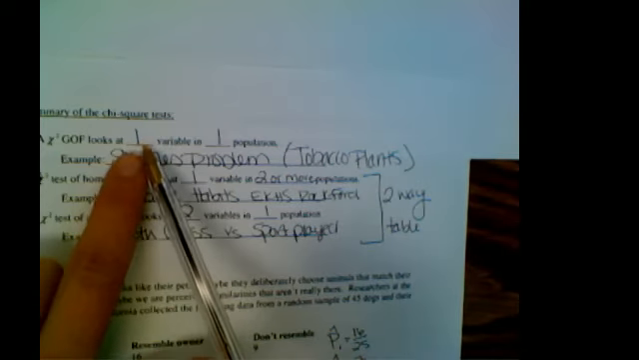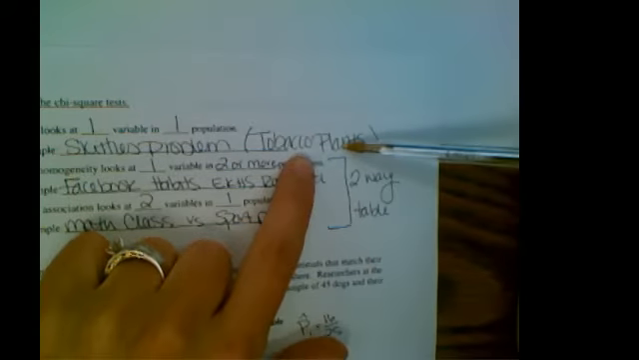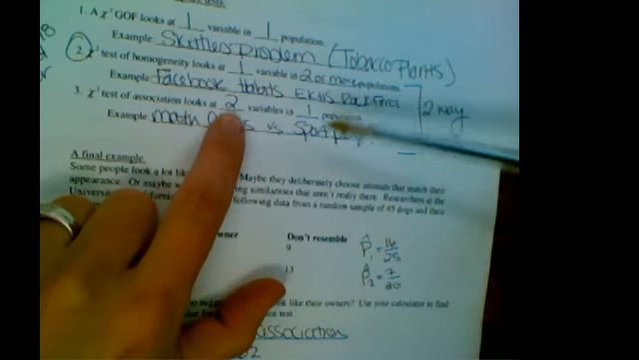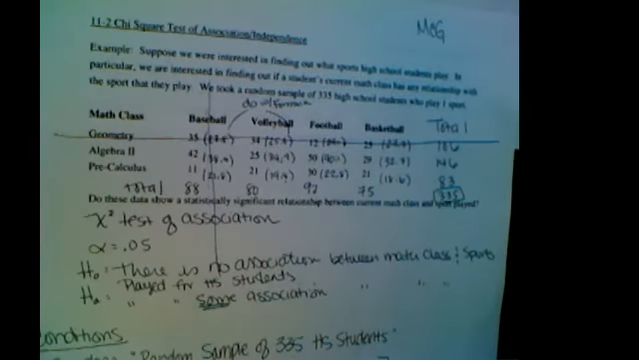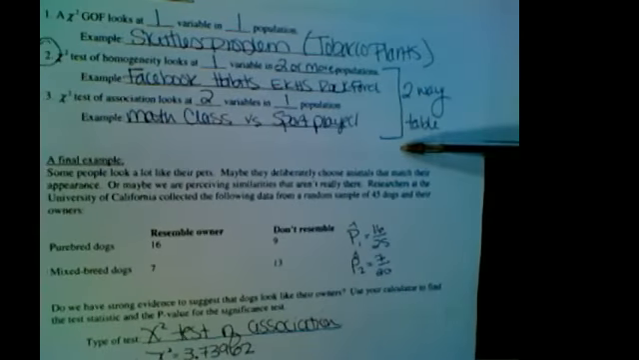When we did the GOF, we had one variable, one population. The population was the tobacco plants. The variable was what it was: they had albino, green, yellow. When we look at a chi-squared test of association, there are 2 variables in one population. If you look back at this, you have the variables and the population was just high school students. This is always going to show up in a two-way table. That's the other thing.